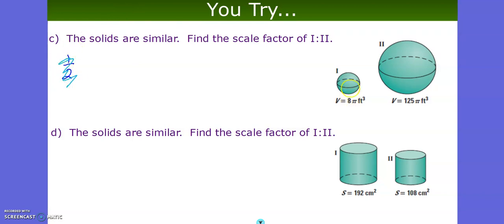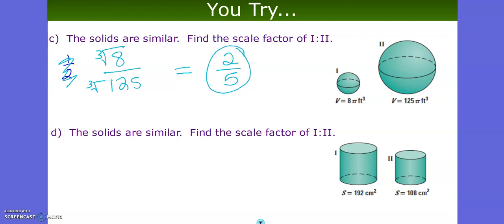When I relate the volume of 1 to the volume of the second shape, volume, remember, is found by cubing. So I'm just going to take the cube root of both. And these guys are perfect cubes, which is nice. I'll find my scale factor to be 2 to 5.